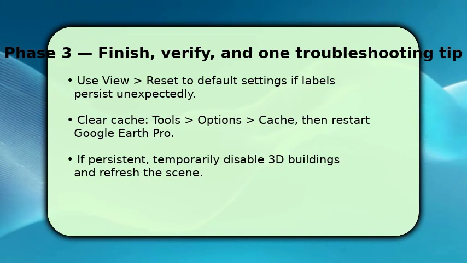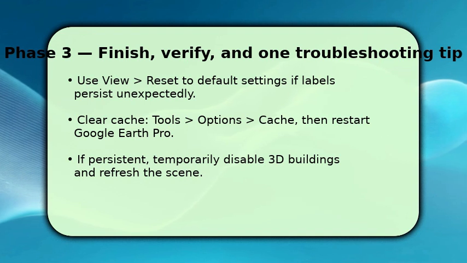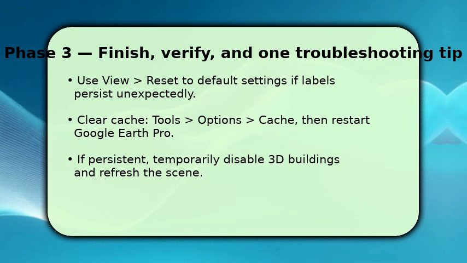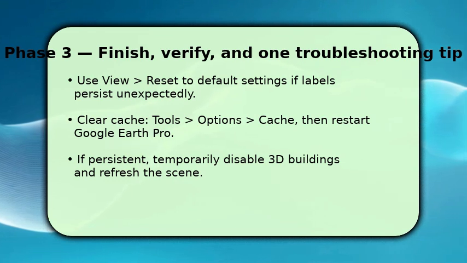Finish by performing a cleanup. Hide remaining overlay layers, refresh the display, and optionally restart the app. If labels still appear, use View to reset defaults, then clear the Disk Cache in Tools, Options, Cache and restart Google Earth Pro. This resolves many display glitches.